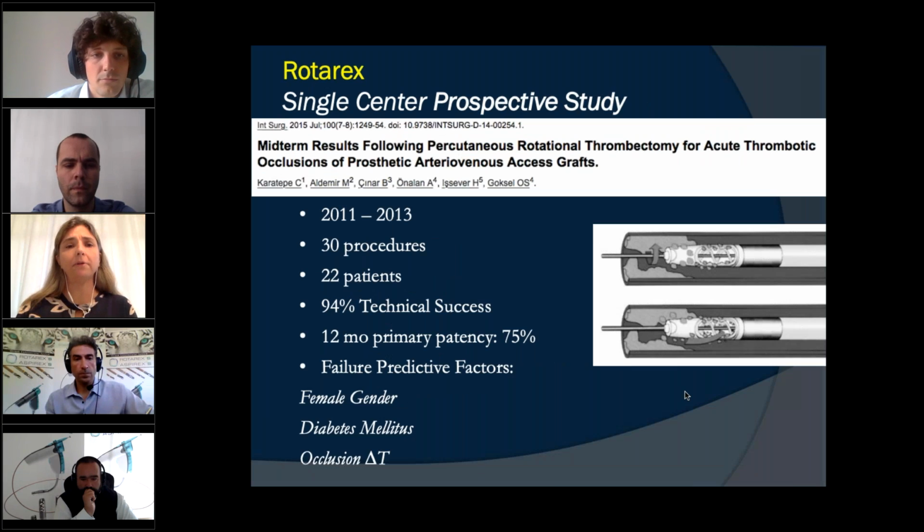The Rotarex paper is a single center prospective study. All of them were done in graft AV fistulas. There were 30 procedures in 22 patients with a 94% technical success and a one year primary patency of 75%. The failure predictive factors were female gender with smaller vessels, diabetes, and longer occlusion time.